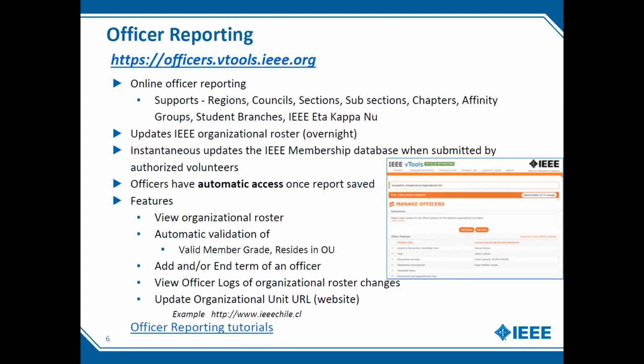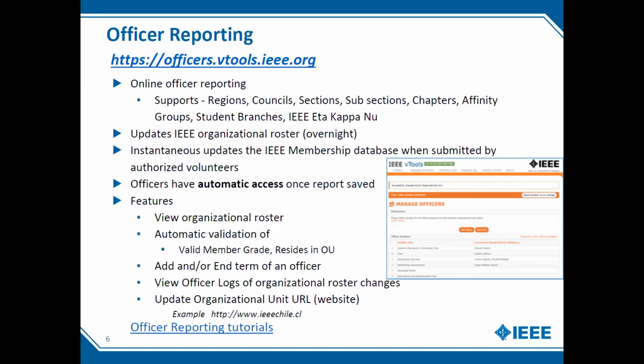And so if you find you can't gain access to vTools, or you can't gain access to OU Analytics, this is the tool as well, because you have to tell IEEE headquarters, these are the roles I hold. And this is what the systems look at in terms of what roles you are authorized for. And so going into officer reporting provides not only election results, but it's a way to provide you access, say, to OU Analytics.